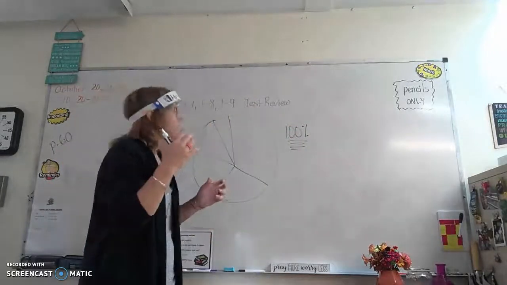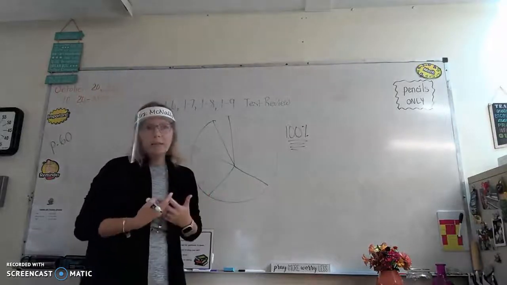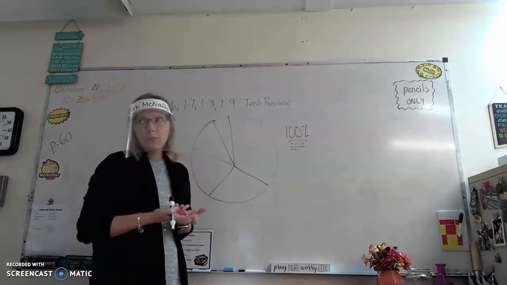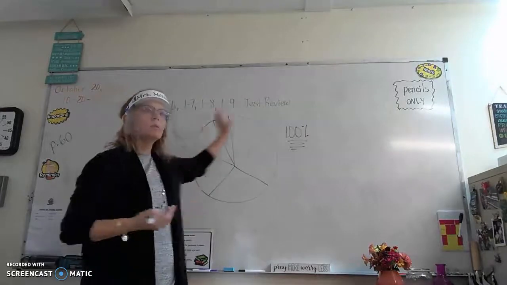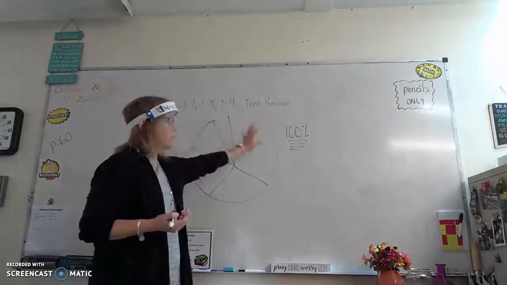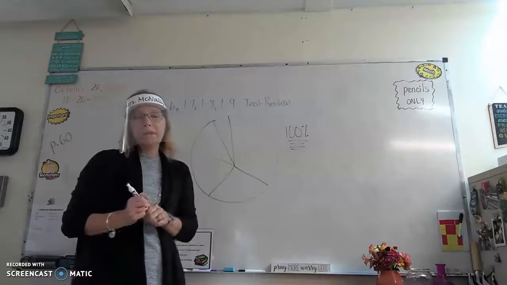Okay, so the graph is only valid. That means we can only use the information in it if everything adds up to 100. So that's what you need to know about circle graphs. Any questions?